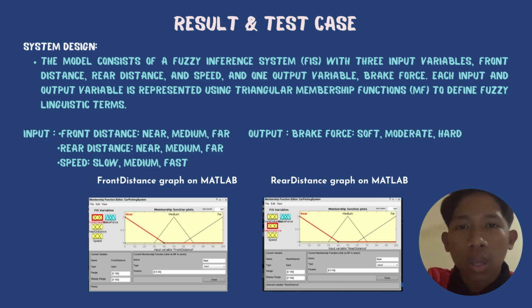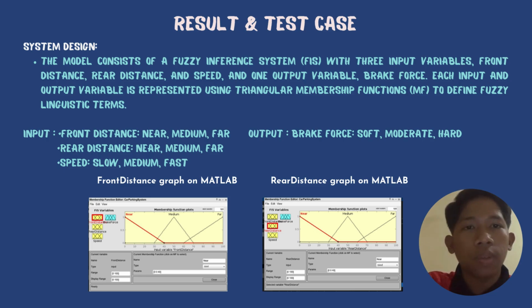For input, we choose three variables, which are front distance, rear distance, and speed. For front distance, it has near, medium, and far. For rear distance, it has near, medium, far. For speed, we have slow, medium, fast. For the output, we have brake force, which is soft, moderate, and also high.